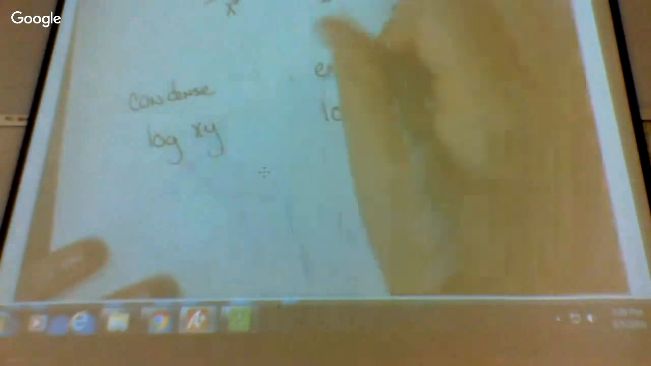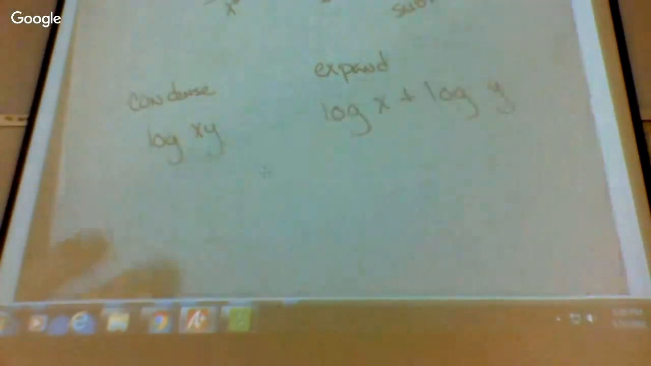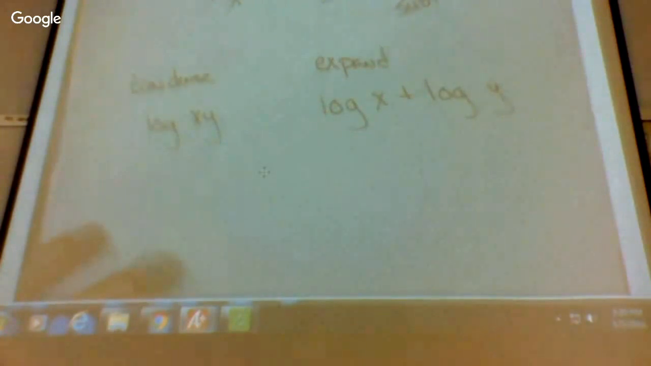If you just know your exponent rules, because in the short version of a logarithm, if we have log of xy, so they're multiplied, the long version, the expanded version, is log of x plus log of y. So similar concepts, which should make sense because you should know that logarithms are very similar to exponents already.